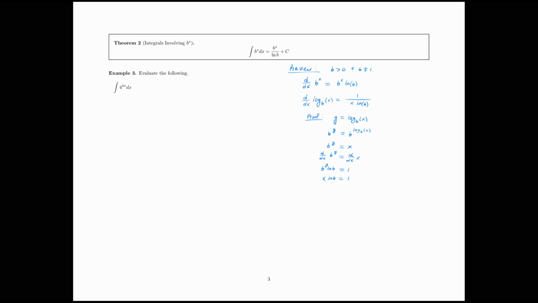Oop, you know what I forgot? I forgot my implicit differentiation. Should have a dy dx here. My apologies. There we go. See, it's always good to do a little review of Calc 1.